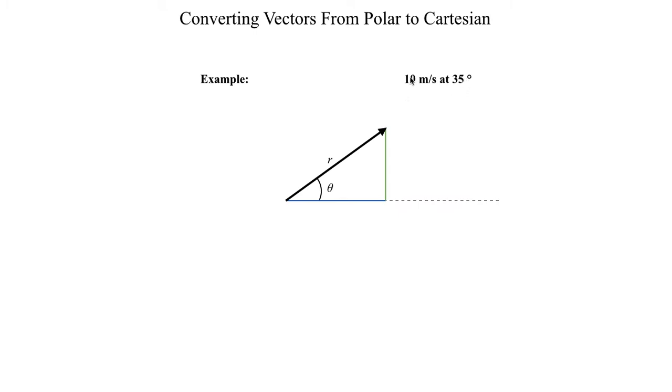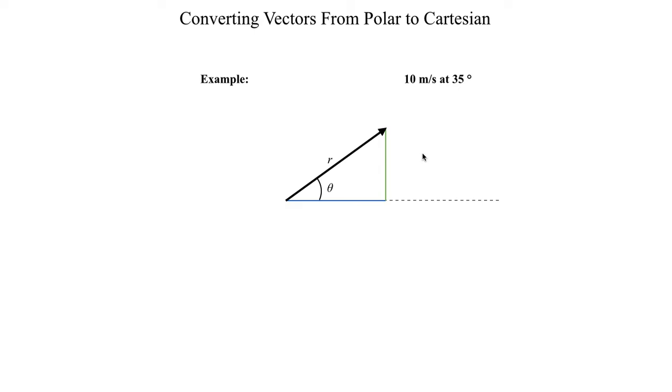In the visual representation, the magnitude of this vector, the length of r, is 10 meters per second, and the value of this angle theta is 35 degrees. The reason I'm keeping this in symbolic form is because r can represent the magnitude of any vector, and theta can represent the angle or direction of any vector. If you look at how this vector is drawn, you can see that a part of the vector extends in the x direction and a part extends in the y direction. And that's going to be our goal.